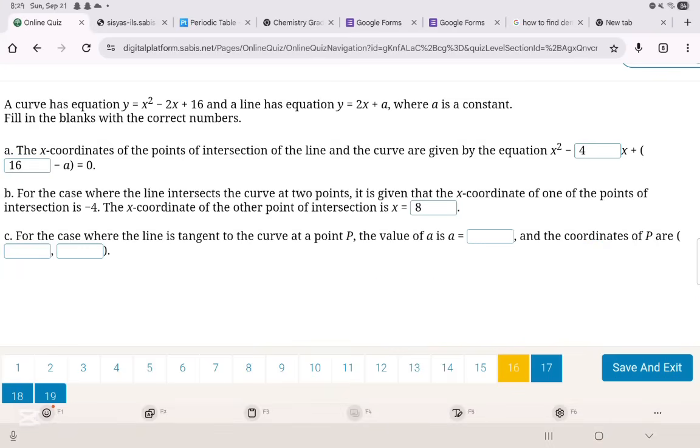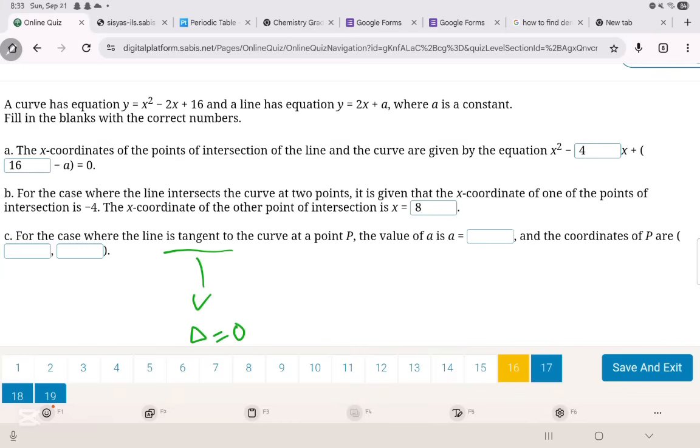For the case where the line is tangent to the curve at point P, the value of A. So now they are saying that the line is tangent to the curve at a point P. Perfect. So what do we need to do? Very simply, there is a rule you need to know: when we're dealing with a tangent, the discriminant, if you remember delta, is supposed to be equal to 0.